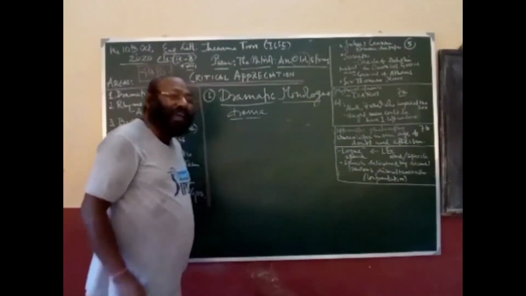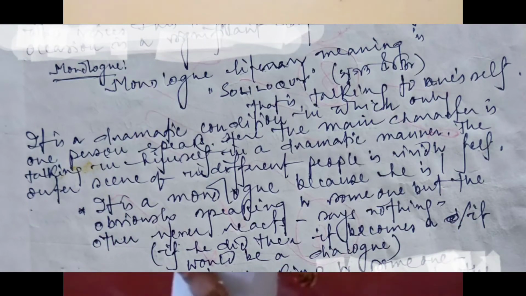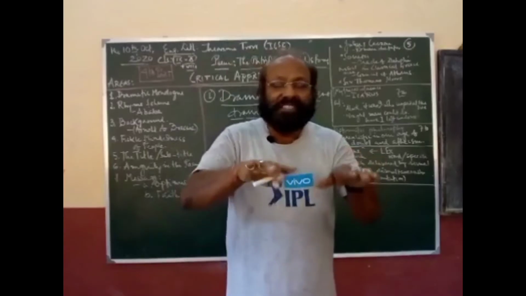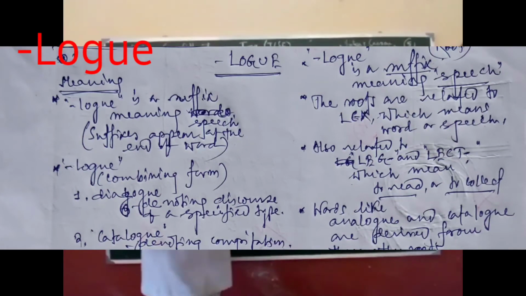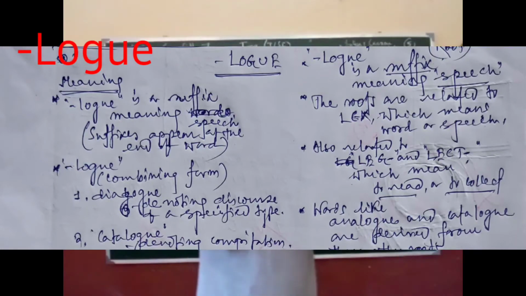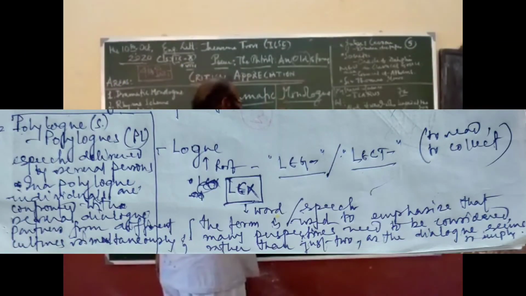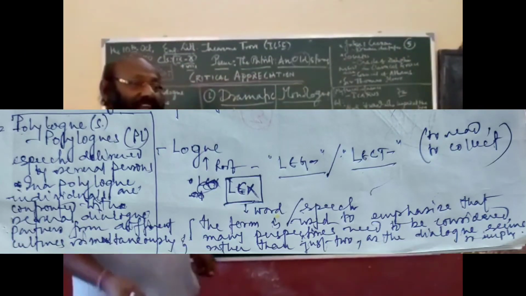Then comes the monologue. What is monologue? You can explain the term monologue. In monologue, log is the suffix. A suffix is the part added at the end of a word. Mono means single. What is log? Log means speech, and the word log has its origin from the term lex. Lex is basically known as word or speech.